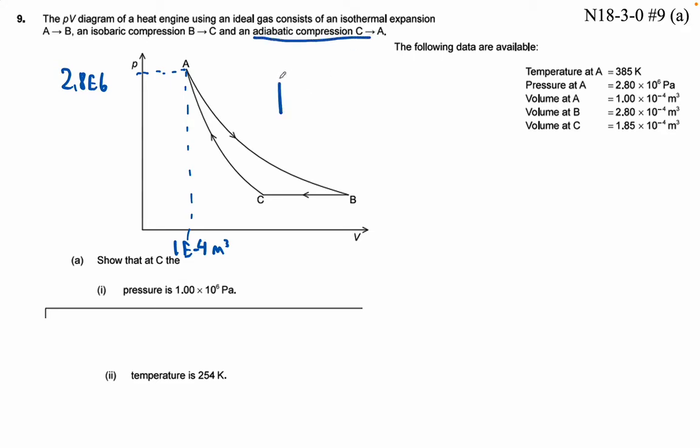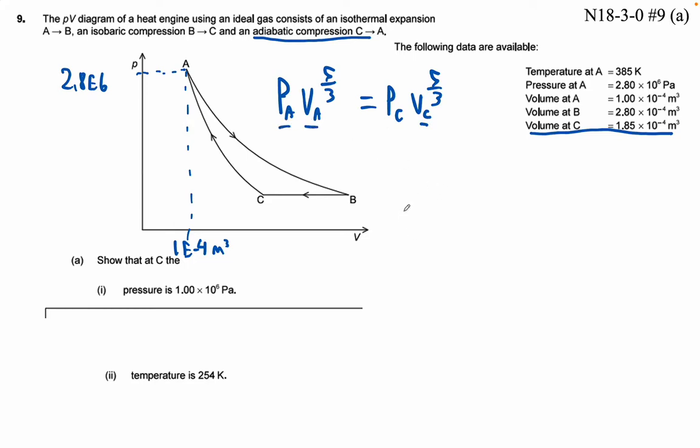So what we can do is use P A V A to the 5/3 equals P C V C to the 5/3. And we know the volume at C. So from this, we can figure out the pressure. We know all these things, right? So let's just plug it in here.